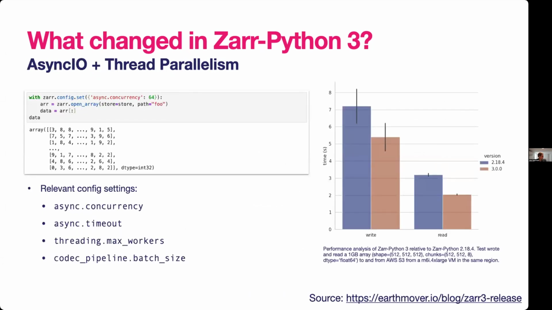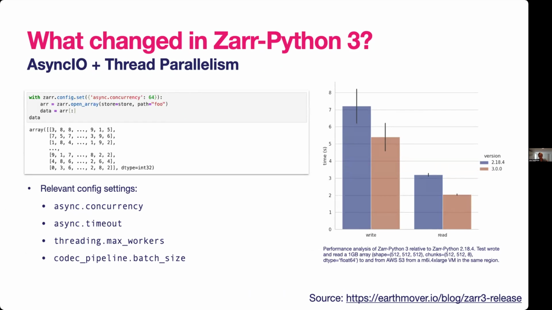One of the main changes in the construction internals of Zarr Python 3 is that we built the library from the store on up on top of Python's async IO framework. And so the store is largely an async store.